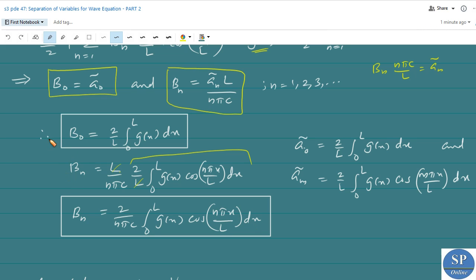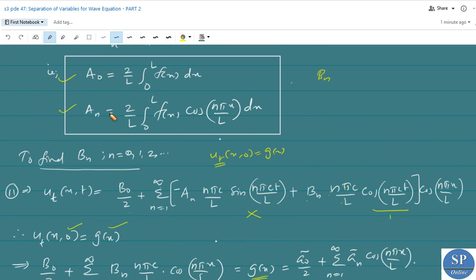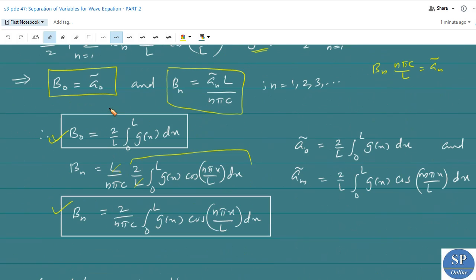So we have obtained the coefficients b naught, bn, a naught and an. It is because a naught tilde is equal to this and an tilde is equal to this. So we just replace this. Here a naught tilde and an tilde will be this. So we have obtained a naught, an, b naught, and bn.